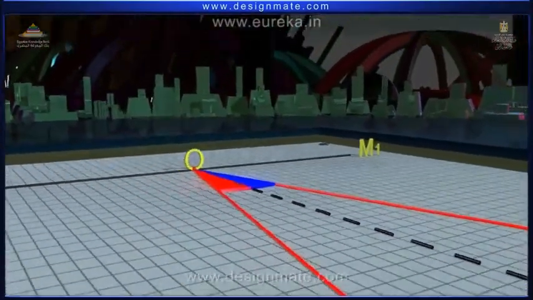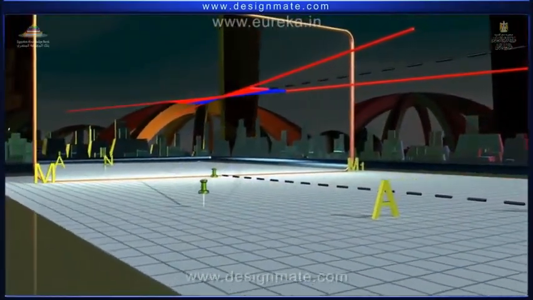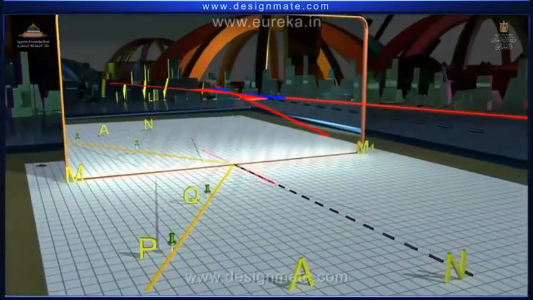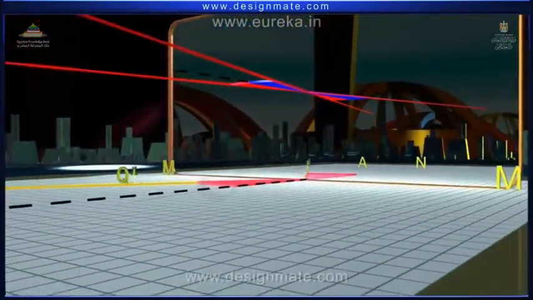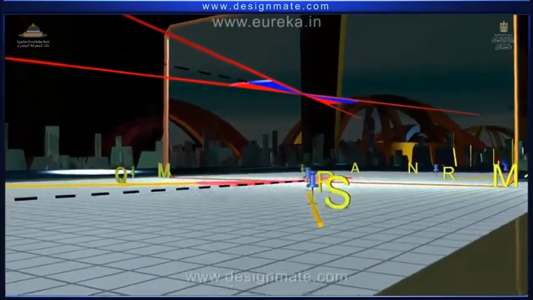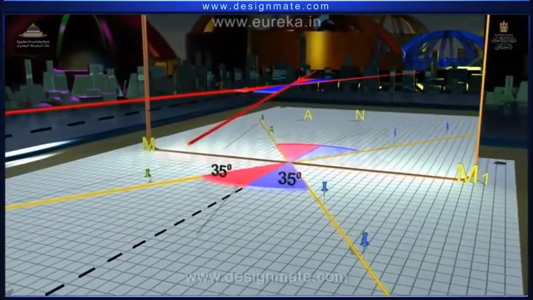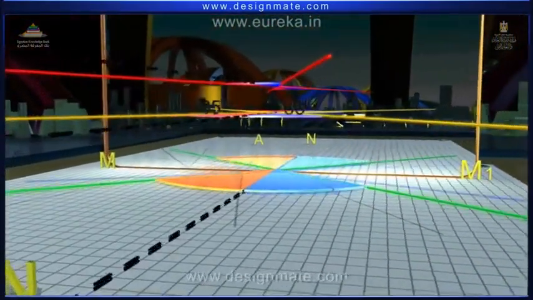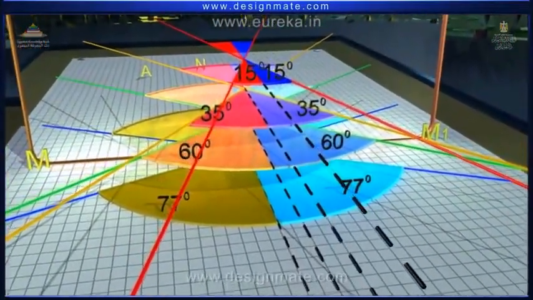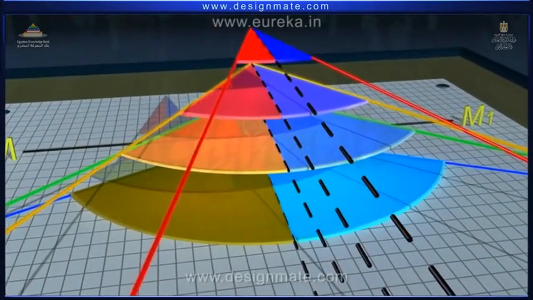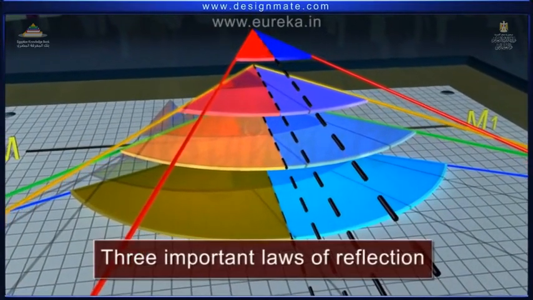Now, replace the mirror and position the pins P and Q in such a way that the angle of incidence changes. On the other side of the normal, place the pins R and S and observe the angle of reflection. Repeat the experiment a few more times and measure the angle of incidence and the angle of reflection each time. From these experiments, 3 important laws of reflection can be deduced.